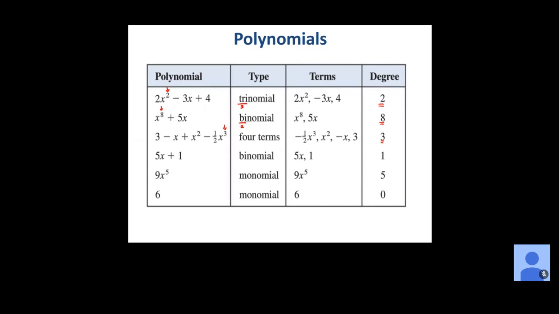And then there's some more examples here. Another binomial, 5x and 1 are the 2 terms. In this case, the understood exponent is a 1. Okay, and so that's how we get the degree of 1 for that one.